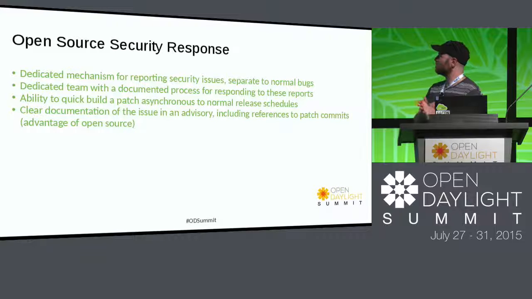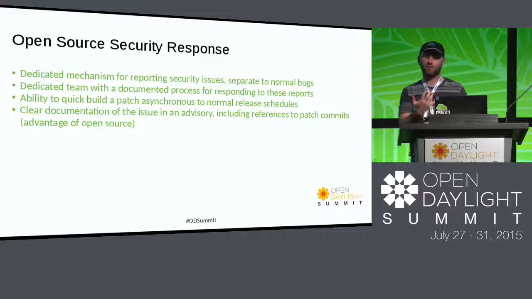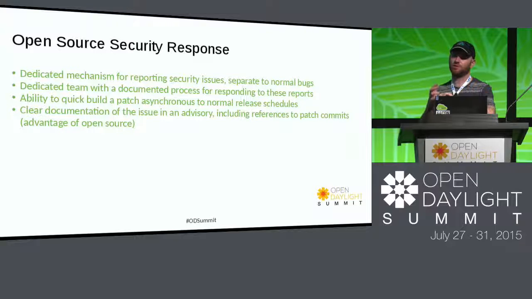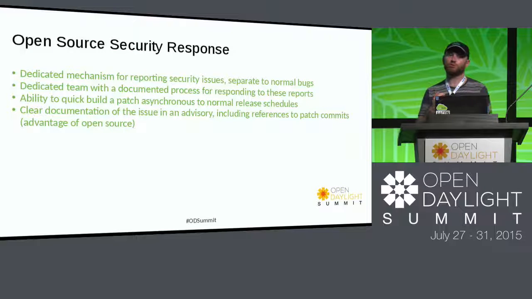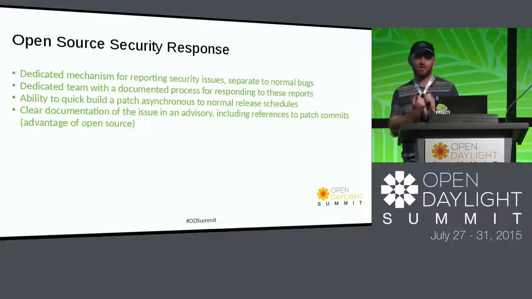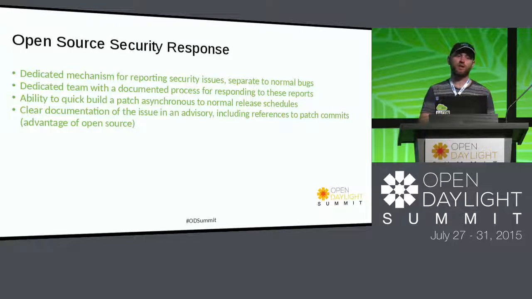But to distill it, generally what you need is a dedicated mechanism for reporting security issues that's separate to normal bugs. So in the case of OpenDaylight, that's emailing security@opendaylight.org. That's how most projects do it. Have a security@ email address and say, don't file a bug, email this address. That address will then go to a dedicated team who can triage the issue and respond to it and keep details private.